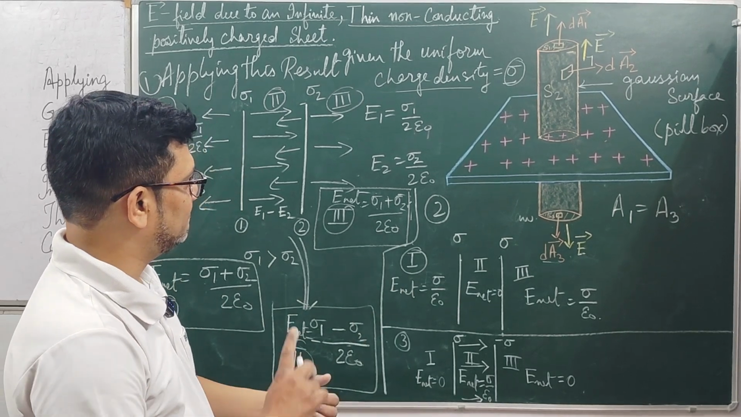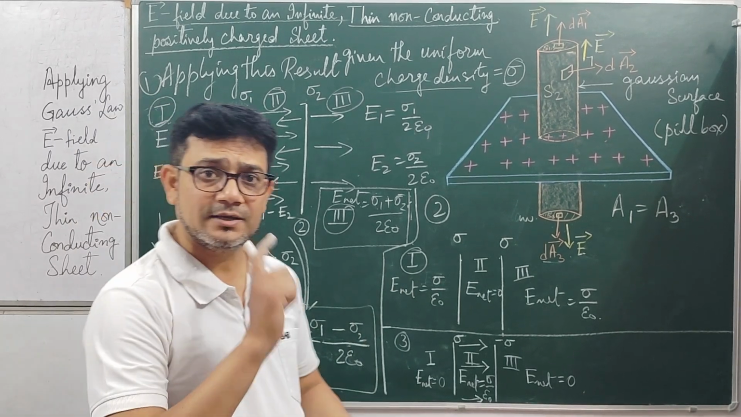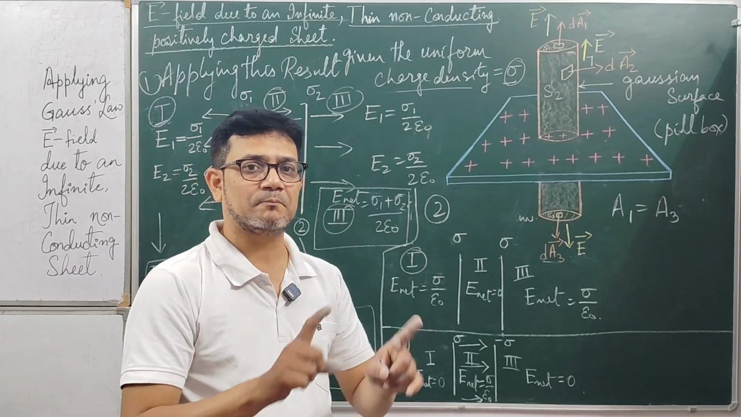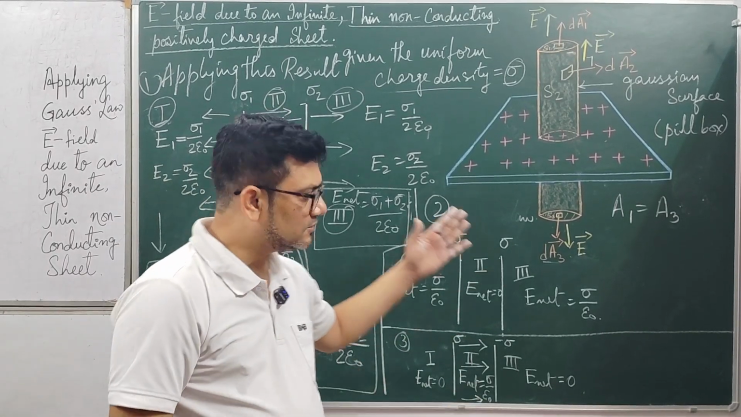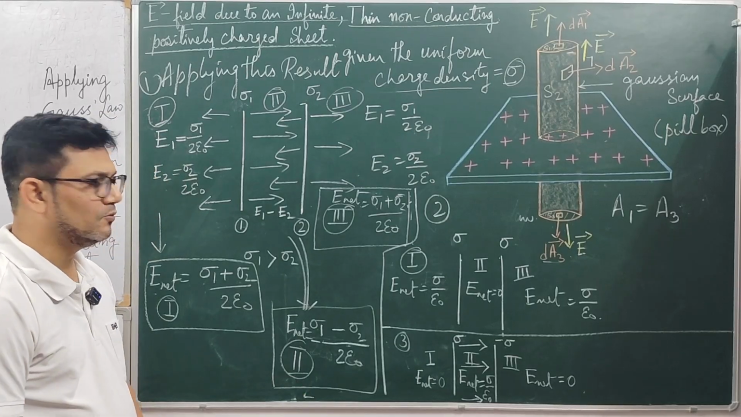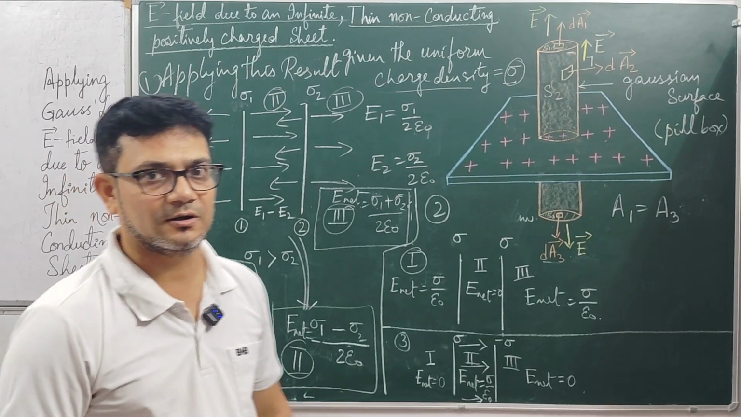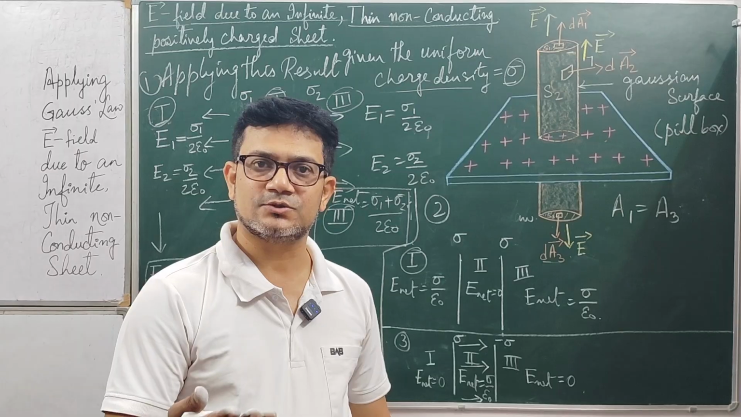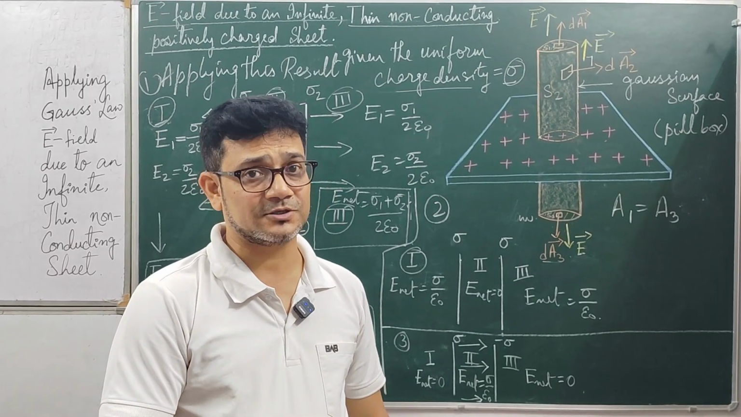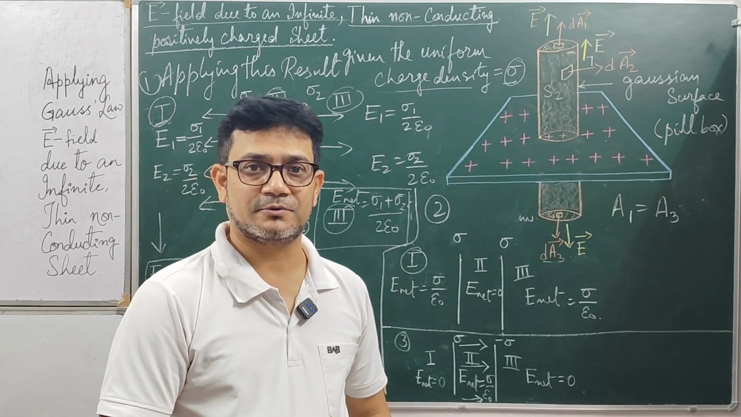So firstly, we tried to figure out what would be the electric field. Then we have applied this to 3 situations. Take note of this, and then we'll move on to the next concept in electrostatics, which will be electrostatic potential energy, electrostatic potential.